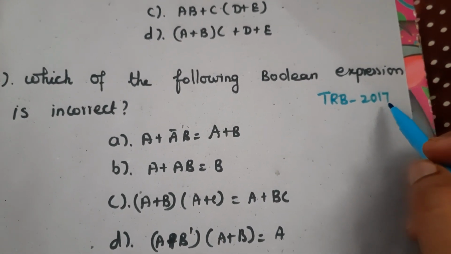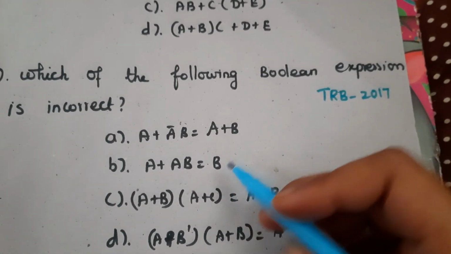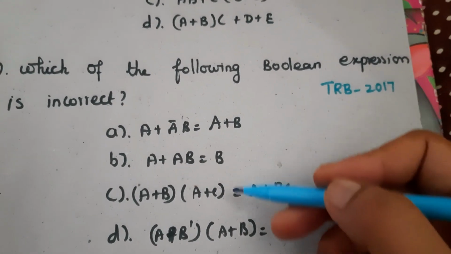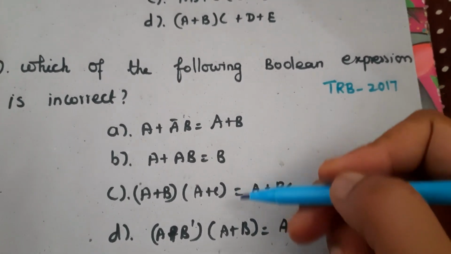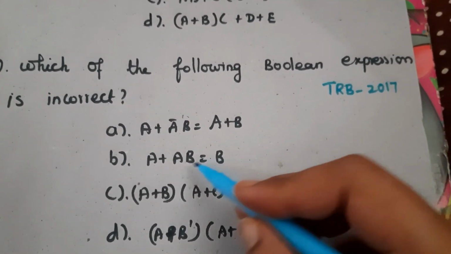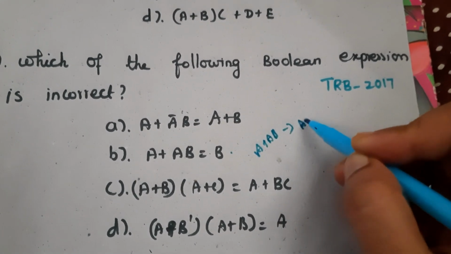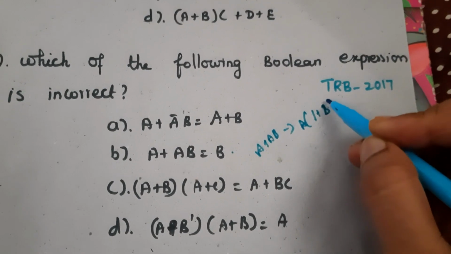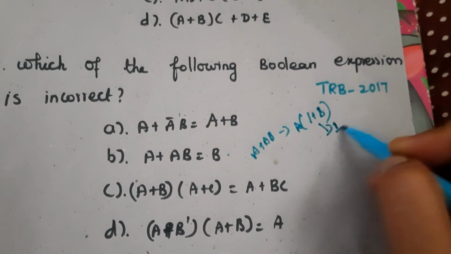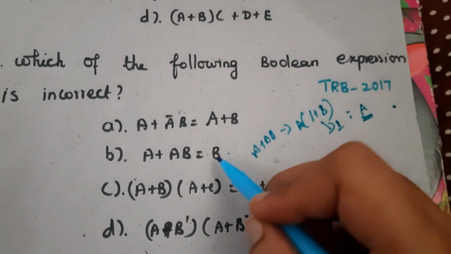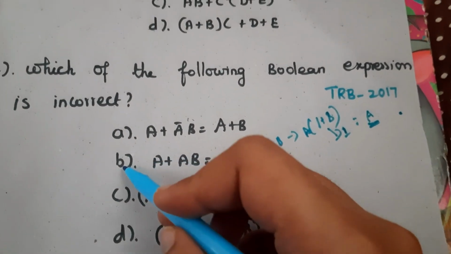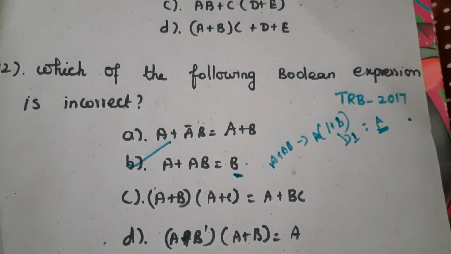And next question, which of the following Boolean expressions is incorrect? And this is a question from TRB 2017. By seeing the answers themselves, we can find the wrong one, because this A plus AB, that means if you take A out, we will get A into 1 plus B, and this becomes 1, we will get the answer equivalent to A, but they are giving the answer as B. So the wrong one here is B.